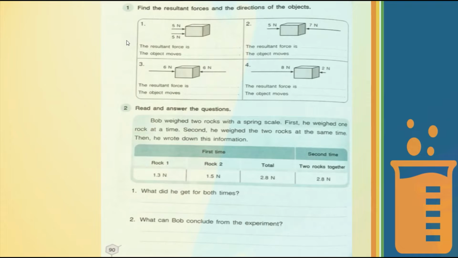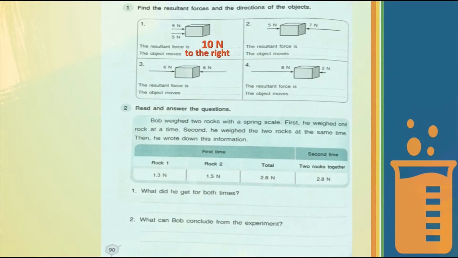So the answer here is the resultant force is 10 Newton, and the object will move to the right. Okay, because the two forces are going to the right. They are having the same direction. Now, I want you to pause this video and answer numbers 2, 3, and 4. Okay? So you can pause the video now and come back if you are finished. Alright, I hope you are done answering numbers 2, 3, and 4.